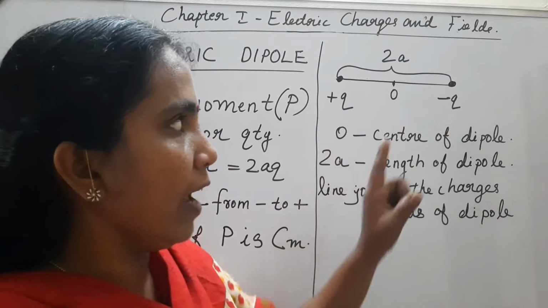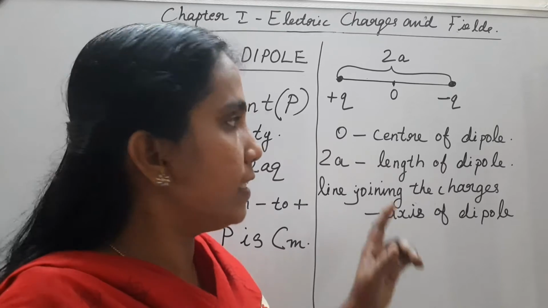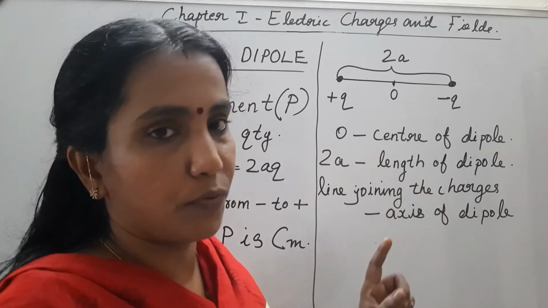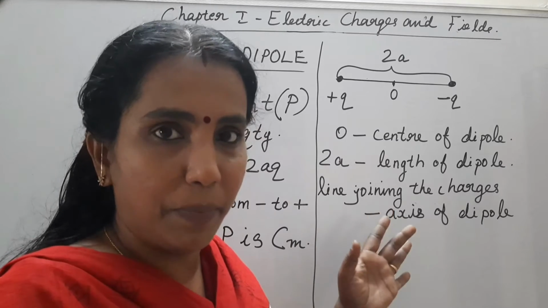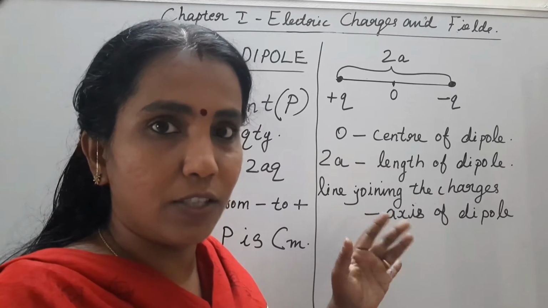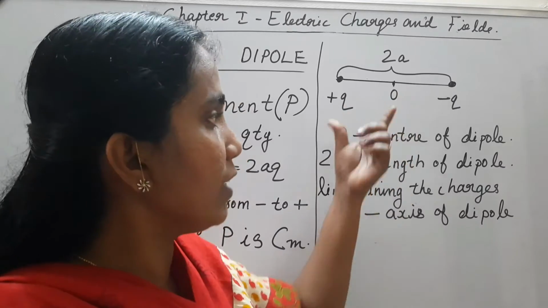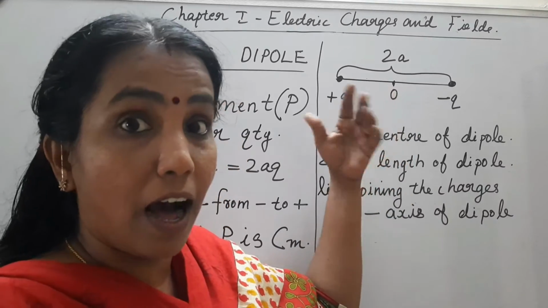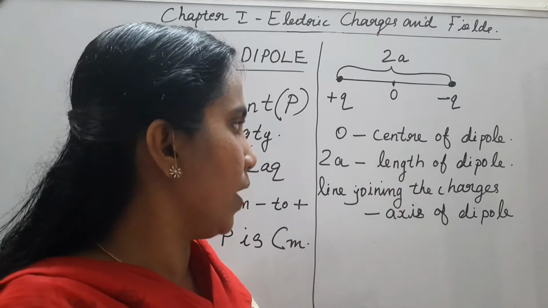And 2a, we said it is the separation between the two charges and it is called the length of the dipole. Sometimes we say it is the separation between the two charges, or otherwise we call it the length of the dipole. So half length of the dipole is a. Length of the dipole is 2a.